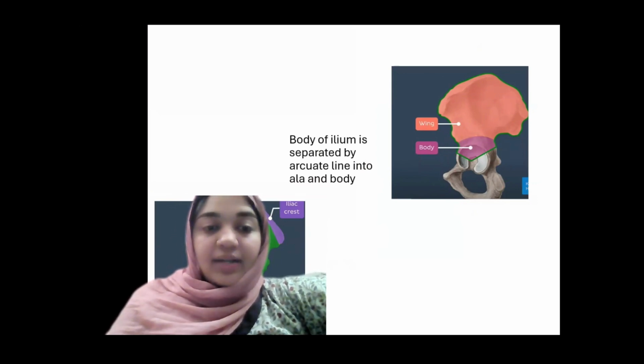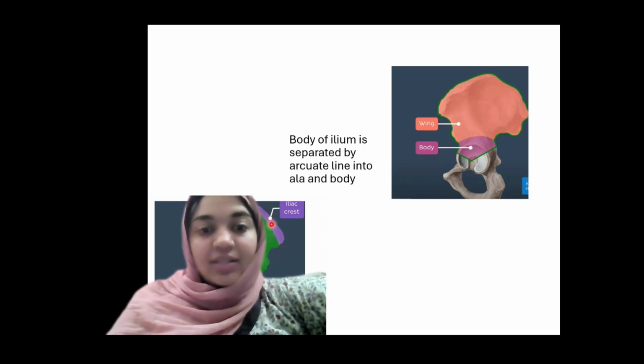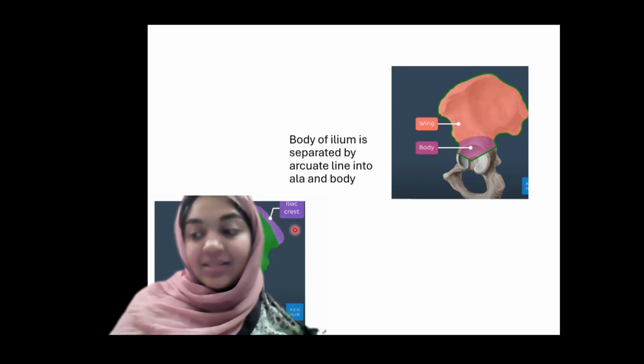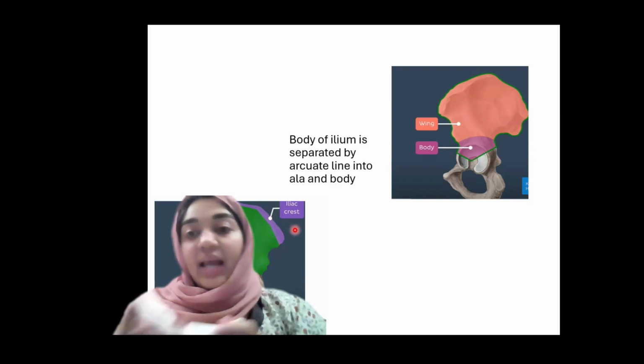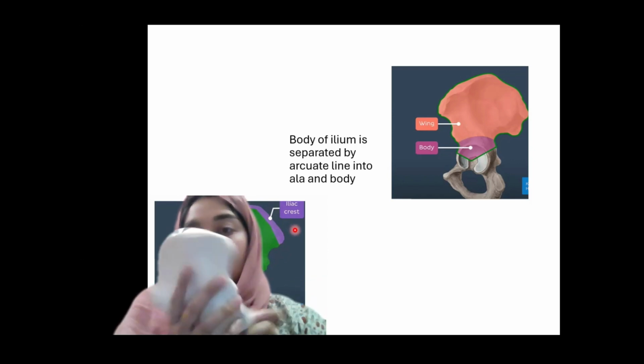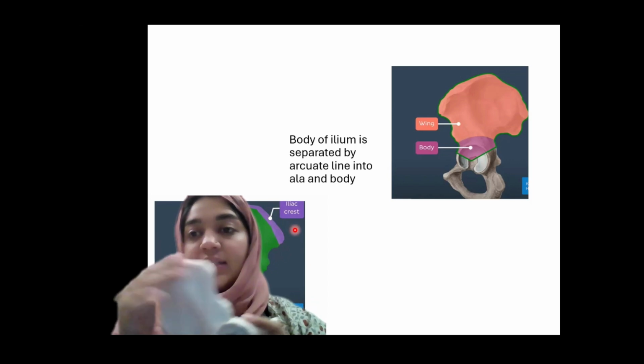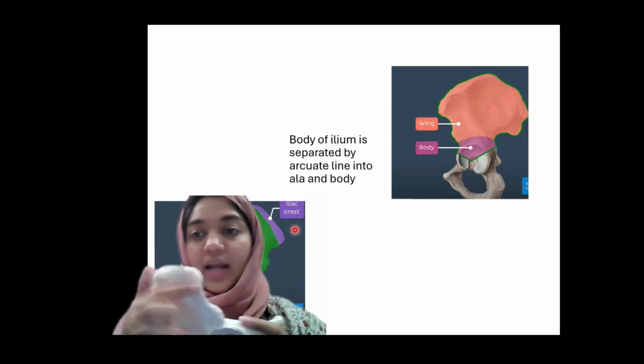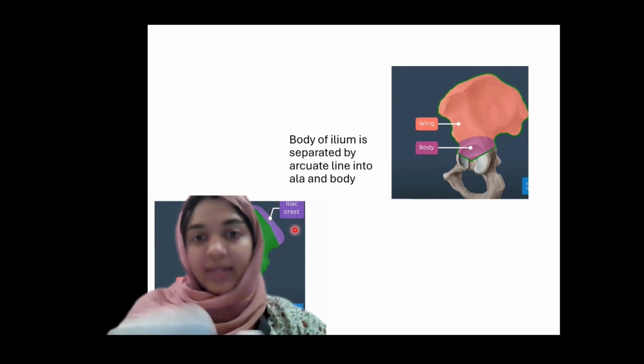Now we have a special crest. Can you see this purple line? The special crest which extends from the anterior superior iliac spine to the posterior superior iliac spine is called the iliac crest, right? So I have the anterior superior iliac spine and I have the posterior superior iliac spine. This entire crest that extends from the anterior superior iliac spine to the posterior superior iliac spine is the iliac crest.